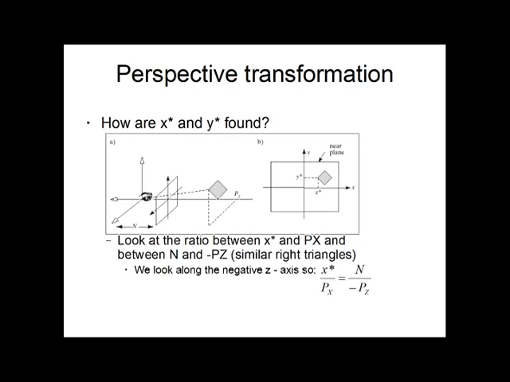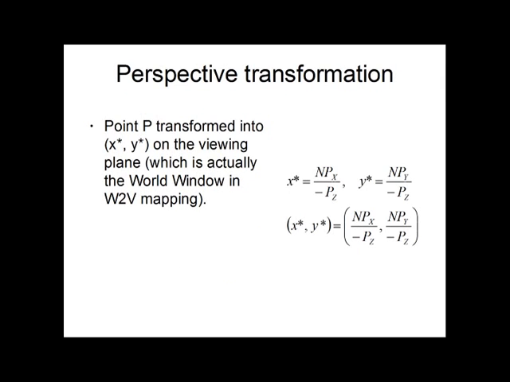So we can take these ratios and say x star divided by the x coordinate of p should be the same ratio as n, which is the shorter distance out, divided by minus pz, which is the longer distance out in this picture. So this ratio should always be the same, and thus we can calculate x star as n times px divided by minus pz, and the same for the y coordinates.